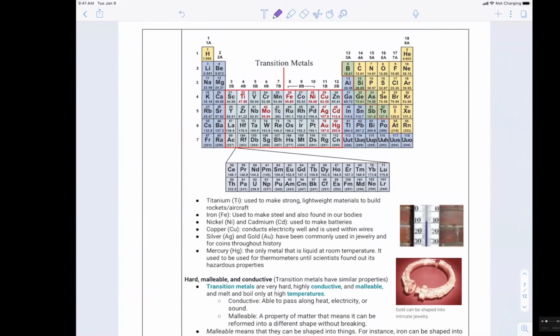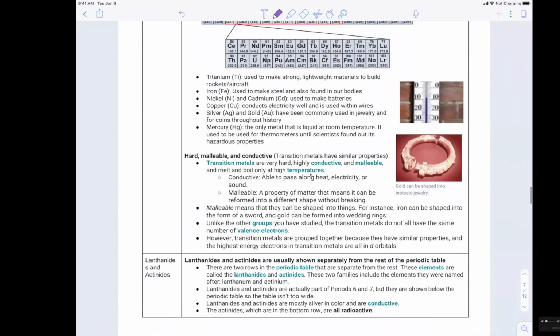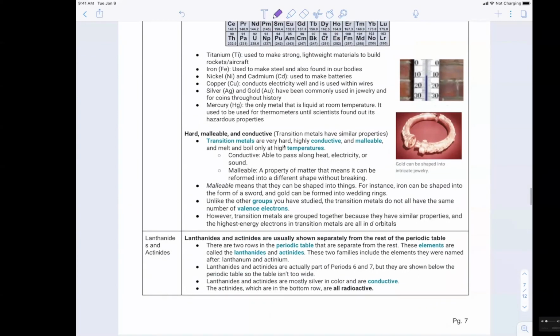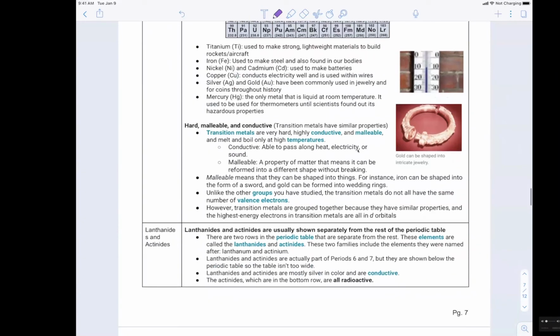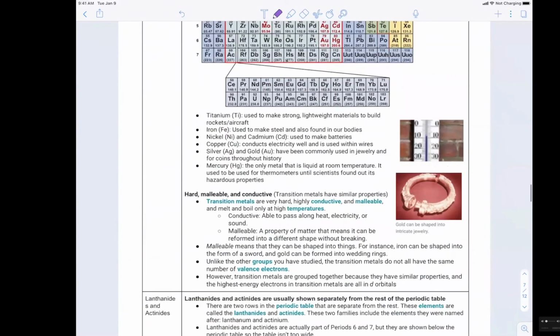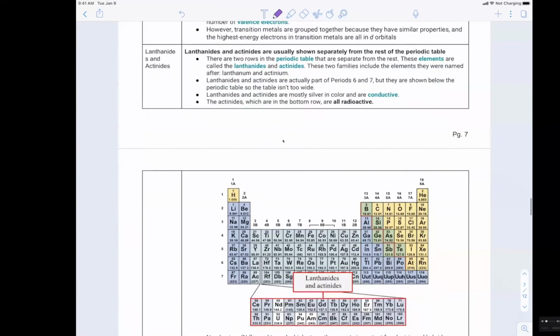So they're not unique in the sense where they're going to explode out of nowhere, like these elements over here. And they just have characteristics that are very predictable. So they're very hard, they're very conductive, so they transfer heat and electricity well. They have high melting and boiling points, and these are all here. And then next we have our lanthanides and actinides.